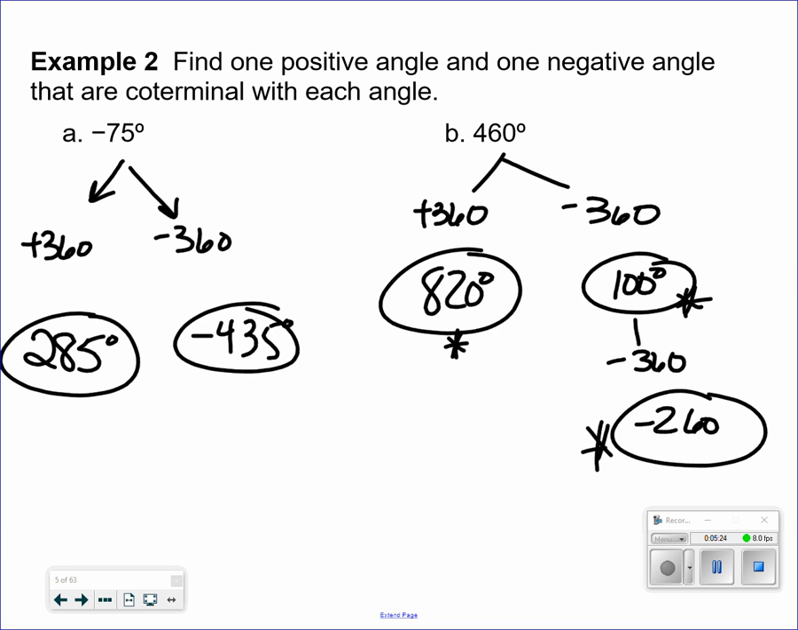Sometimes you might have to subtract more than once, like you might have to subtract 360 and then subtract 360 again. Or you might have to add 360 and add 360 again in order to get one positive and one negative coterminal. Every time you add and subtract 360 degrees, it creates a coterminal angle.